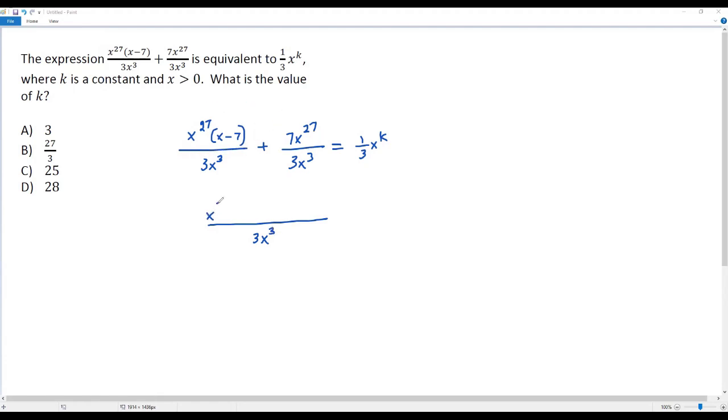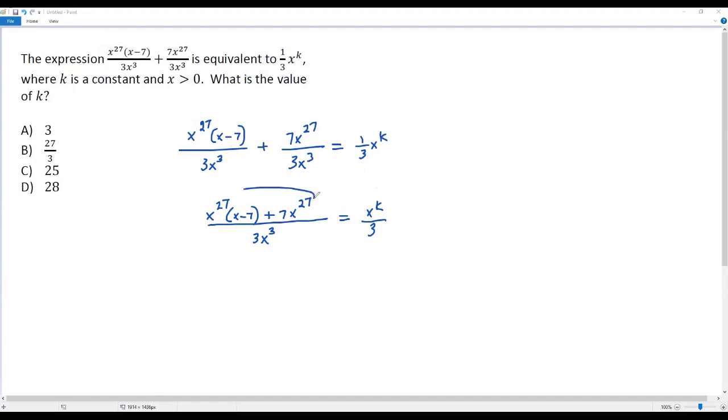Then we get x to the power of 27 times x negative 7 plus 7 times x to the power of 27. Okay, here we multiply the fraction 1 over 3 and x to the kth power. So whenever we multiply a fraction and some stuff like this, we can multiply this one and the numerator 1. 1 times x to the power of k is the same, divided by 3.